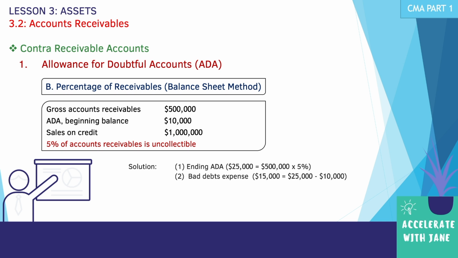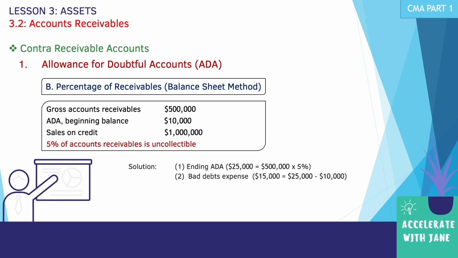So here, take note, in the problem we have a beginning balance of the allowance, which is 10,000 US dollars, and then we computed the ending balance of allowance, which is 25,000 US dollars. So the formula actually is beginning balance of allowance plus bad debt expense during the period, and we get the ending balance of allowance.